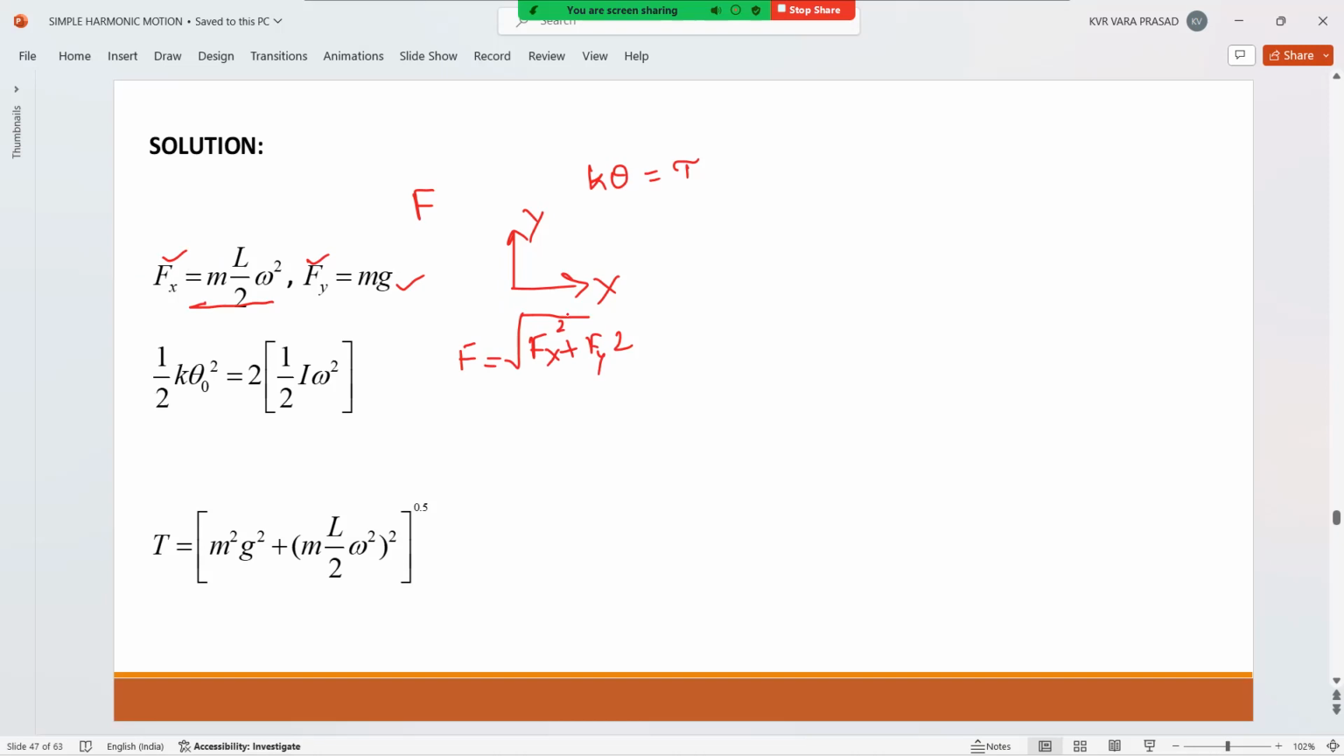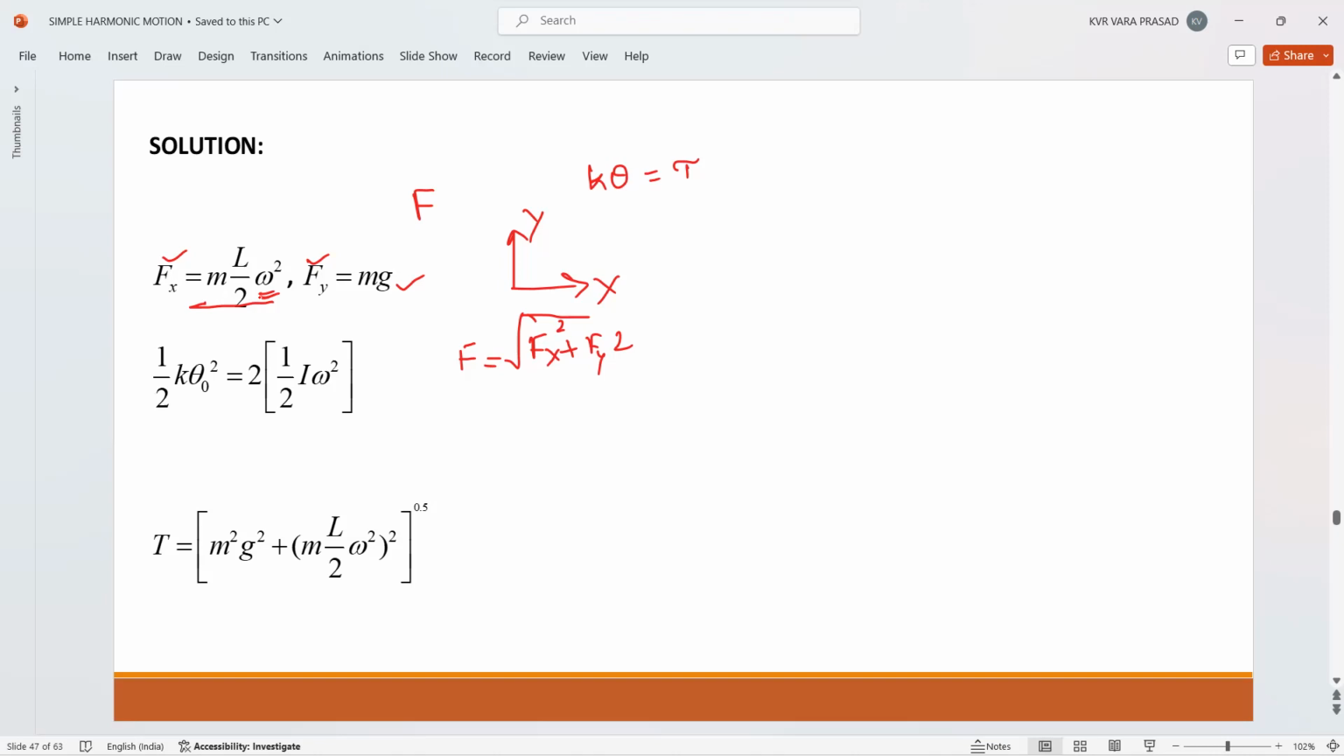Okay. Now to find Fx, we require omega square. To find omega square, we are now using the energy equation. When the rod is rotated, the wire gets twisted. Because of the twist in the wire, potential energy is stored in the wire. When the rod passes through the mean position, this potential energy completely converts into kinetic energy for the balls.